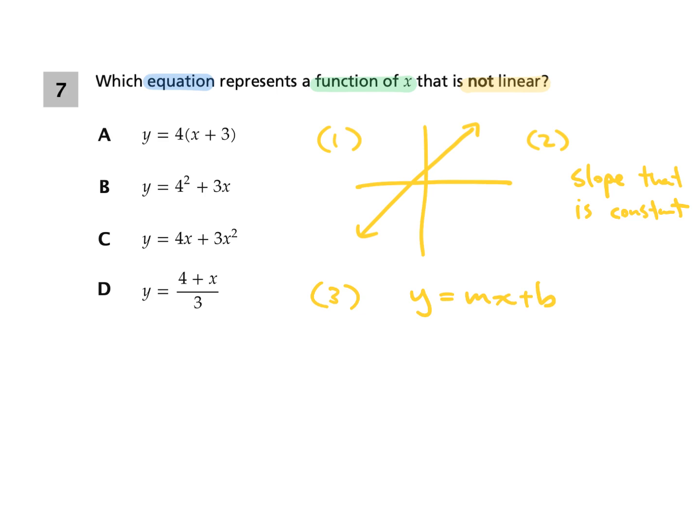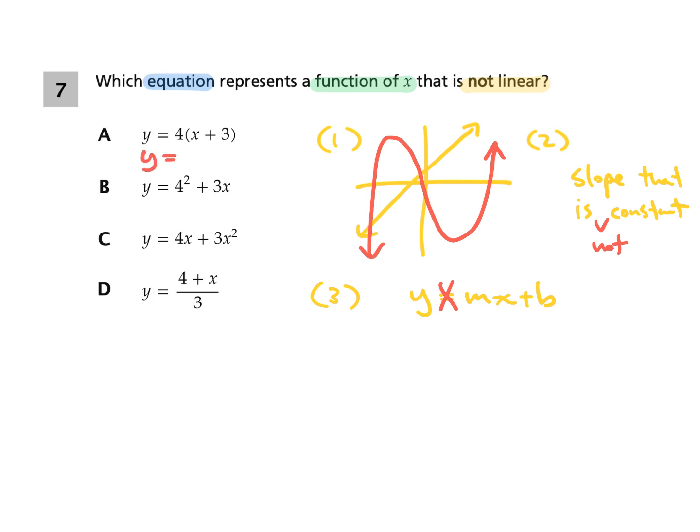Now, what is not linear? Well, let's go through all of these and put not linear in red. So over here, this is not linear. It's still a function, but it's not linear. The slope is, in this case, pretty easily seen to be not constant. And number three, also pretty easy, is something that doesn't fit this form. So we're going to look through each choice and see what doesn't fit the form.